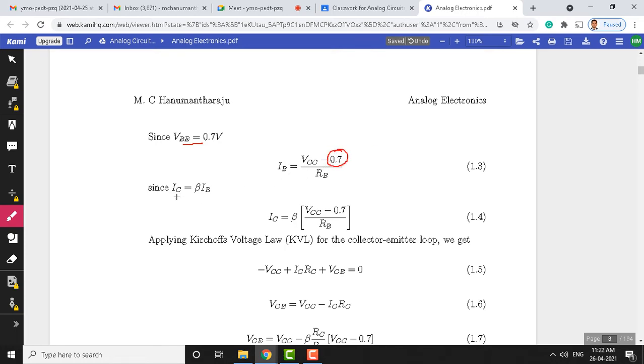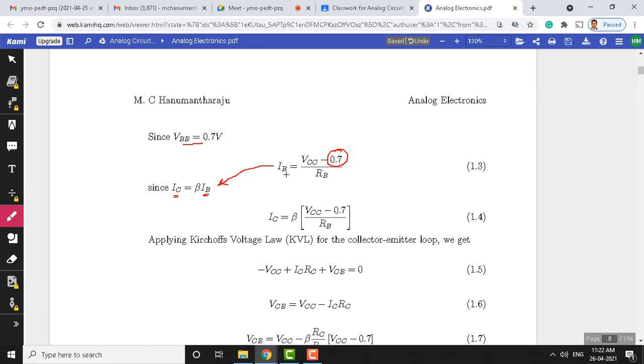Now, we know from the fundamentals of BJT that the collector current IC is equal to beta times the base current. Beta is the gain of the transistor in common emitter configuration. Now, we can substitute for IB from this equation here. Once you do that, you will get the collector current expression.